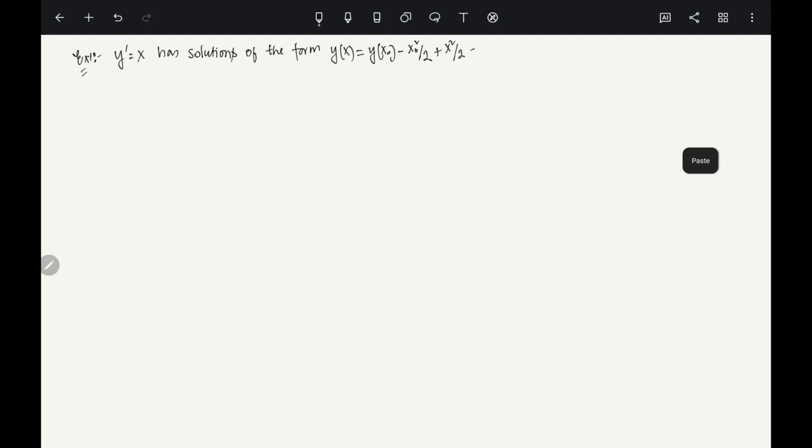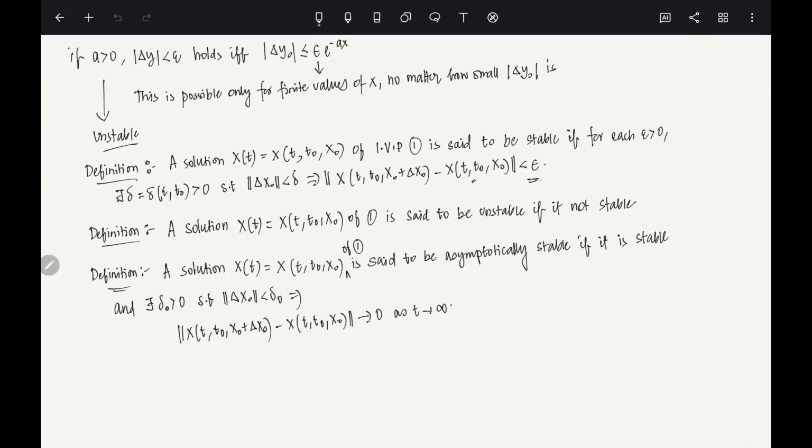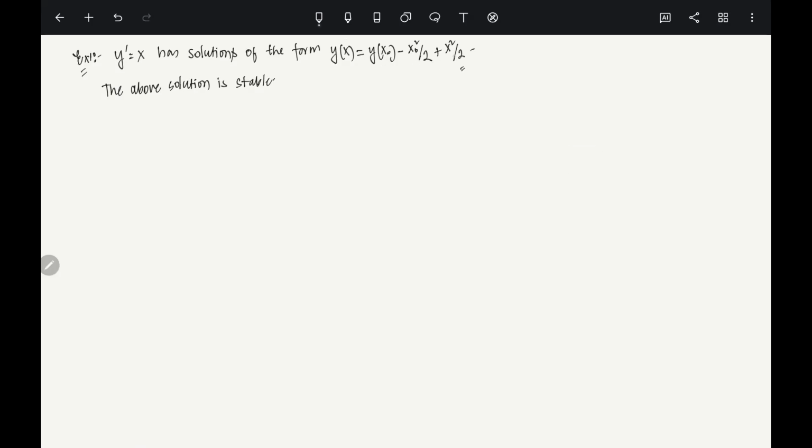Now you see that this is stable, of course. The above solution is stable. Can you prove this? It is very easy to prove. Stability is basically a continuity property, and you can see that this is just a polynomial, x squared by 2 kind of thing, so of course you can show that it is going to be stable. It's not an issue. Please check this part, I want you to do it. So this is a form of equation where every solution is basically stable. Therefore every solution is stable.